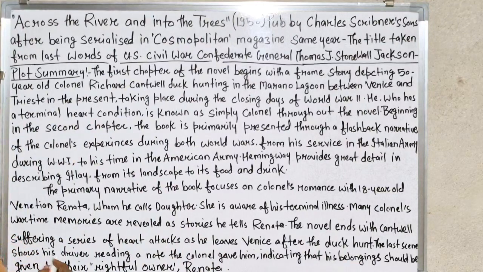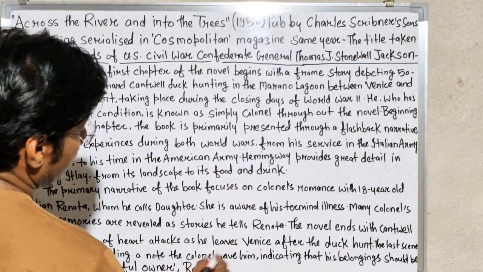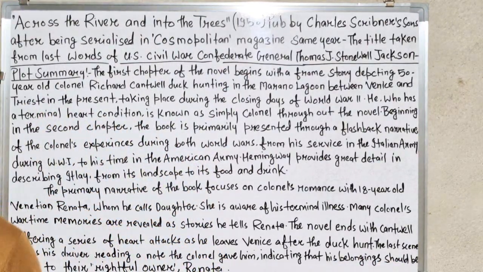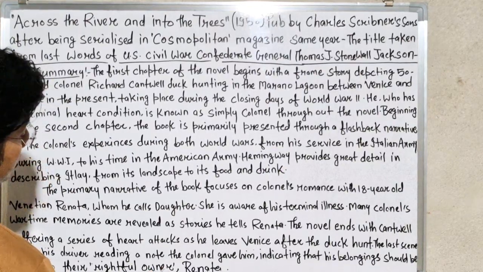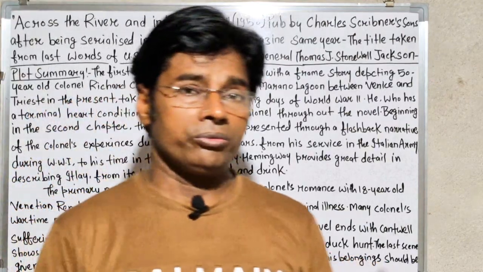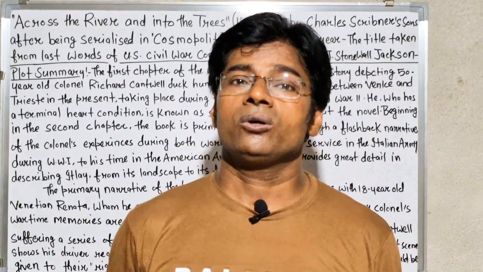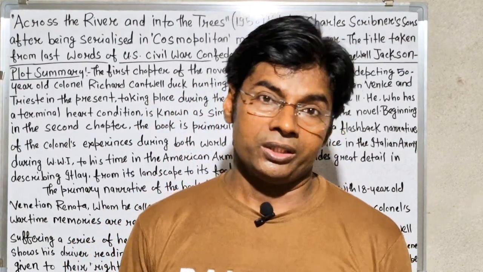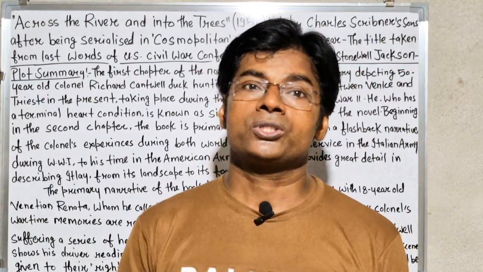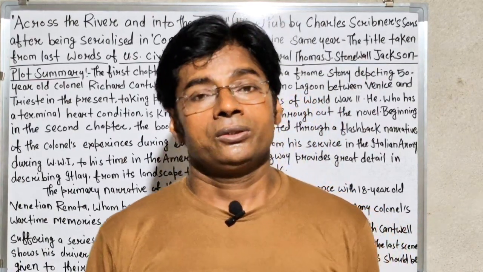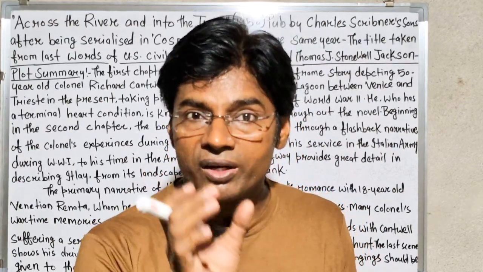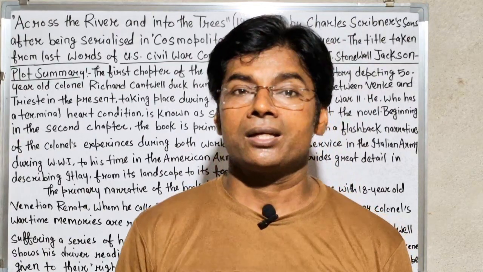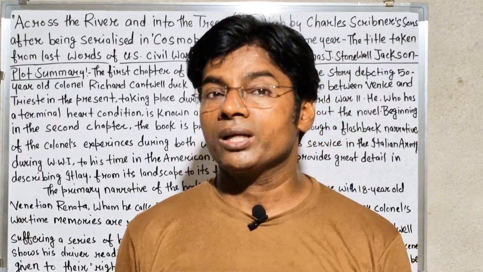The last scene shows his driver reading a note the Colonel gave him, indicating that his belongings, meaning his property, should be given to their rightful owner. And in the final scene of the novel, we see the driver of Colonel Cantwell reading out a note aloud, in which he speaks about his properties and about that person who is the rightful owner of his property after his own death, and that is none other than Renata. With this, the novel comes to an end.